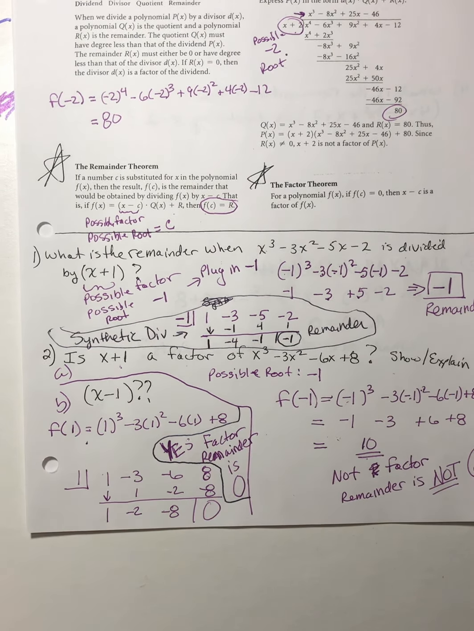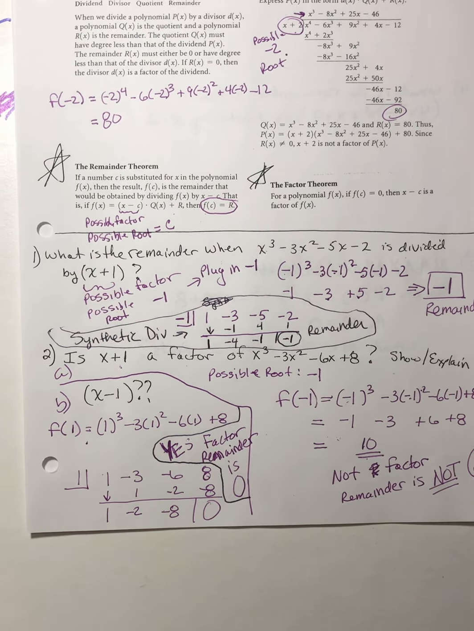Okay? Now look at it synthetically. Remember? So 1, 2, -5, -6. Drop the 1. That's right. Negative 3 times 1 is negative 3. Add. Negative 3 times negative 1 is 3. Add. Negative 3 times negative 2 is positive 6. Remainder is 0. Okay? So yes, a factor, remainder is 0.